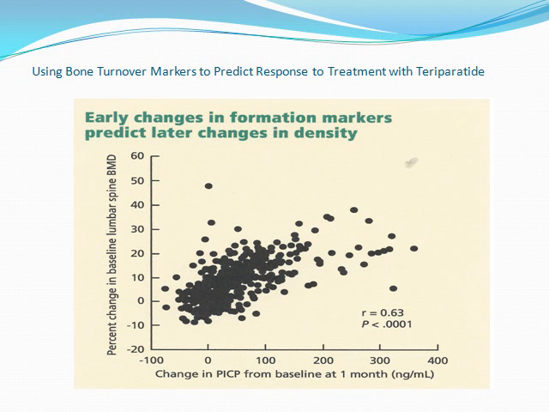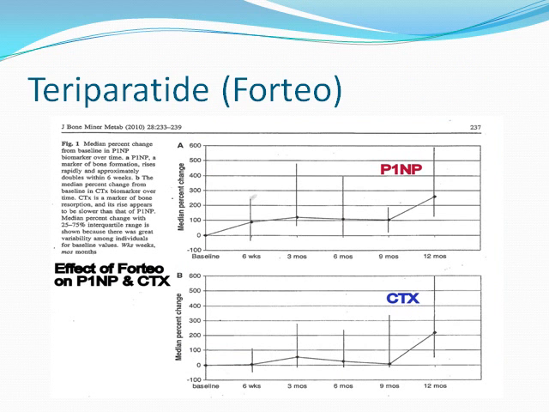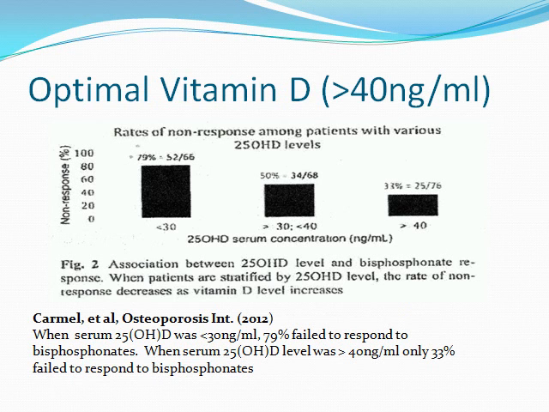And this is just for a point of comparison, that when you use Teriparatide, efficacy correlates very well with bone markers. And this is just another example of that. And vitamin D is essential here. Carmel showed in 2012 that when the serum 25-hydroxy vitamin D level was greater than 40 nanograms per ml, the success rate with bisphosphonates was much better.